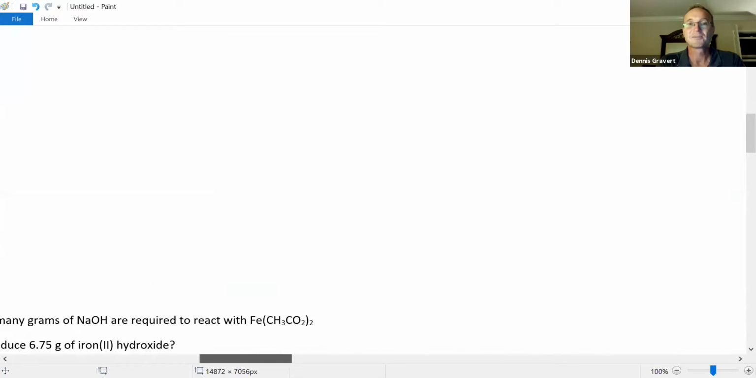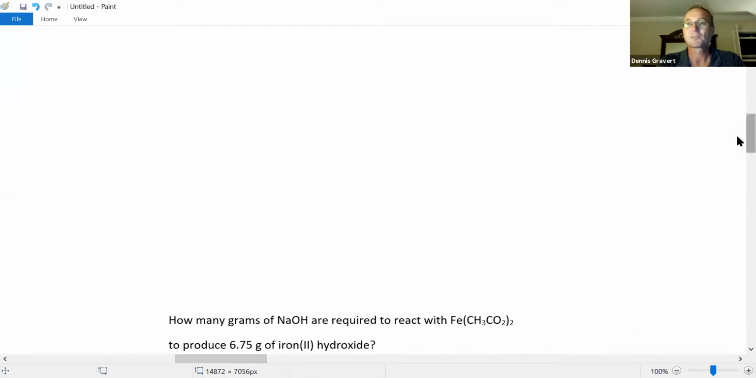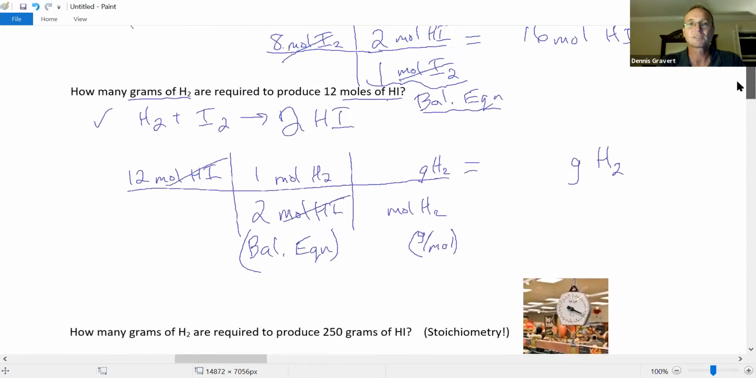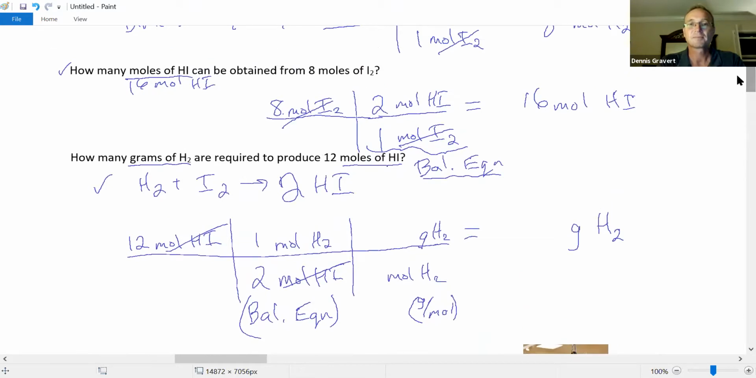Cool. Go back up to our work. Let's finish this problem out. Okay, so for every 1 mole of hydrogen gas, 1 mole of H2, will weigh 2.0158 grams. This is the molar mass. That's supposed to be an O.